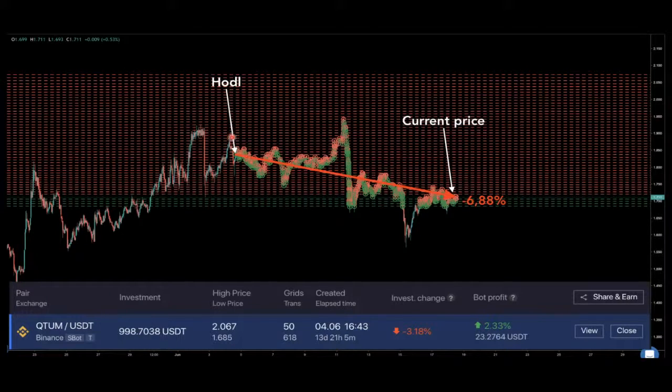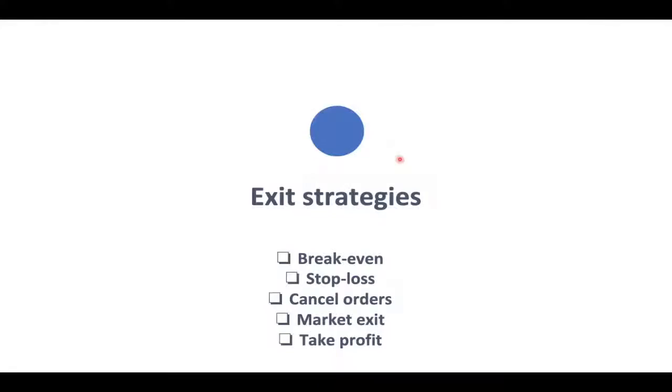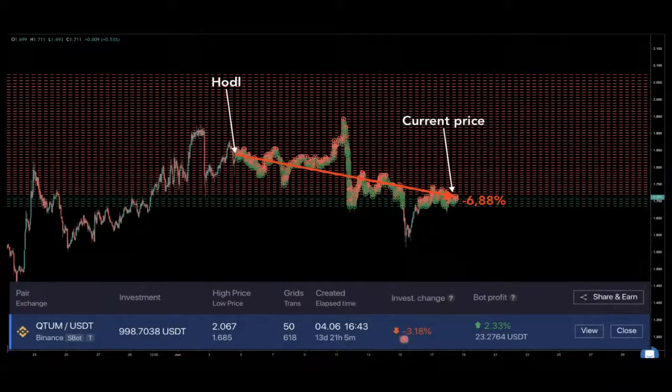So again, take the example of the ordinary HODL trader who just buys cryptocurrency and waits for the price to go higher. He purchased it at the price that was current at that point in time, and down to the current price, you see he has a minus 6.88% loss. Whereas with automation, you have only minus 3.18%. And that's because of the bot generating profits on a falling market.